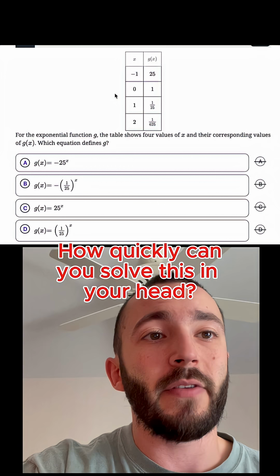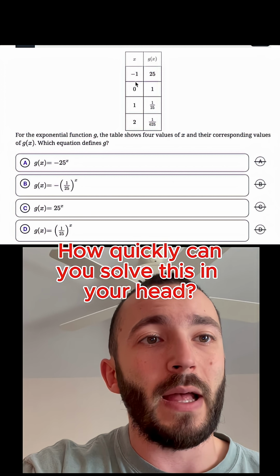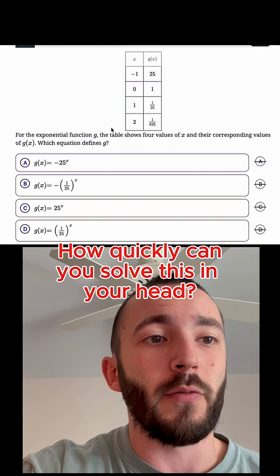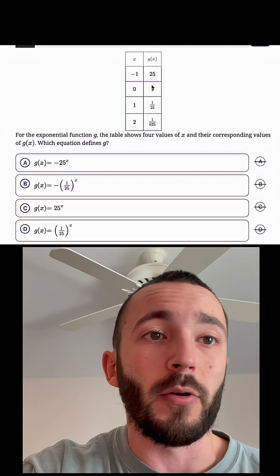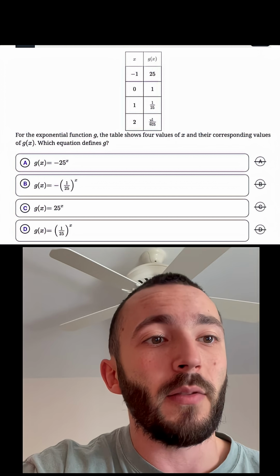So basically we're asking, when we plug in these values of x into one of these formulas, one of them is going to spit out the proper g of x values, the other ones aren't. So which one is going to spit out the proper values?